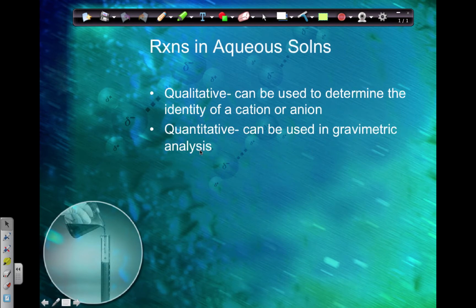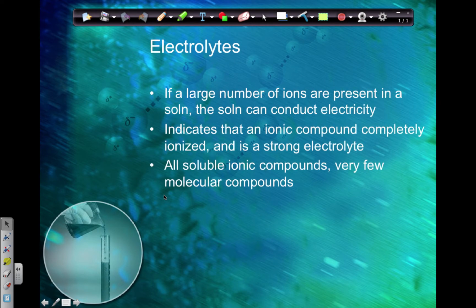So if we take two solutions together and create a solid, we can filter that solid out, weigh it, and then determine how much of an ion might have been present in the solution to begin with. That's called gravimetric analysis. So anytime that an ionic compound dissolves into water, this is what happens.